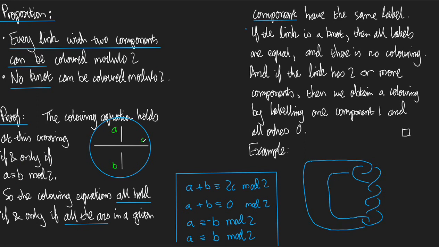So if the link is a knot, then there's only one component. So all the labels are equal. But then that's not a coloring, because in order to have a coloring, we need to have that the labels are not all congruent. I guess I should have written congruent.